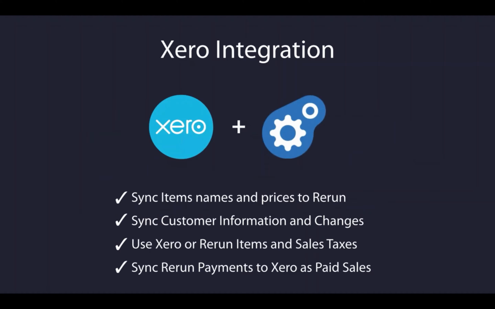Rerun integrates beautifully with Xero. All you need to do is connect your Xero file to Rerun, and you'll be able to sync your item names and prices to Rerun, customer information and changes, and use your Xero items and sales tax. You can also sync Rerun payments to Xero, which will create paid sales transactions under your customers. We will show you how to do this in our demo shortly.